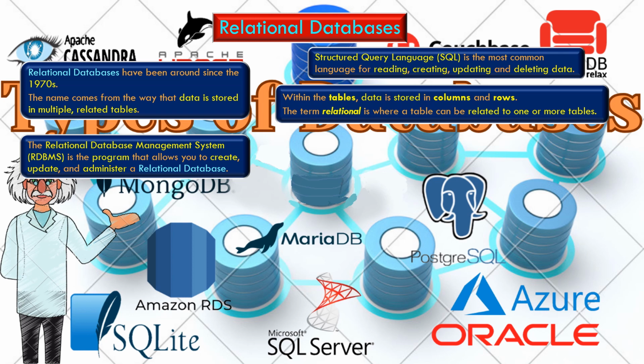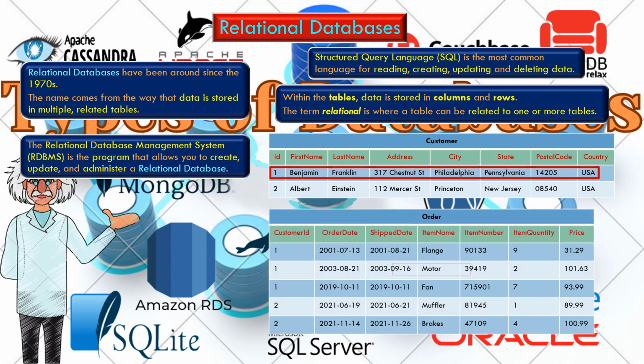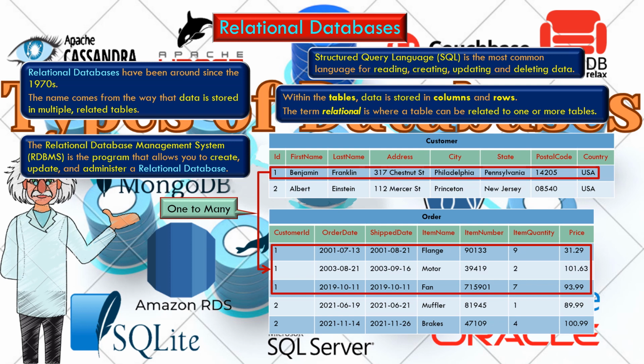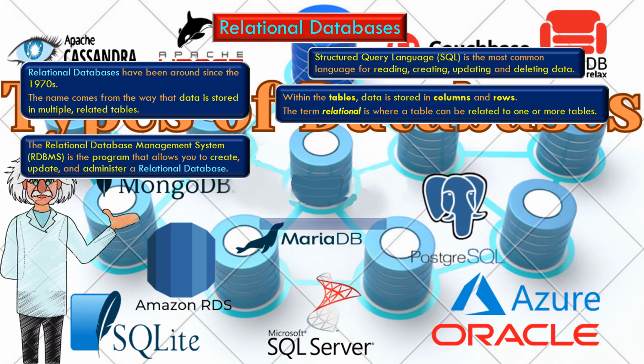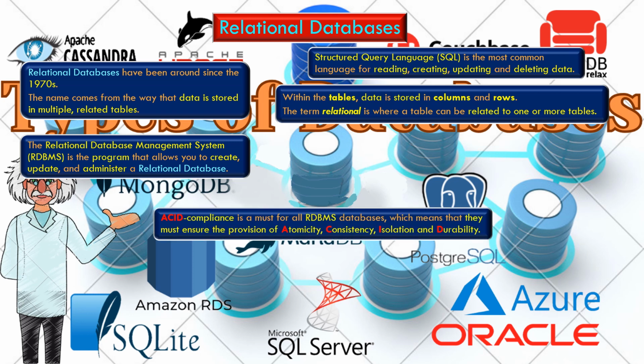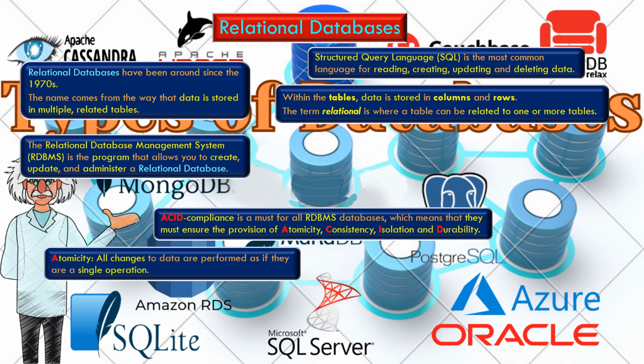The term relational is where a table can be related to one or more tables. This example shows how one row in the customer table is related to many rows in the order table. This is known as a one-to-many relationship. ACID compliance is a must for all RDBMS databases, which means that they must ensure the provision of atomicity, consistency, isolation, and durability.